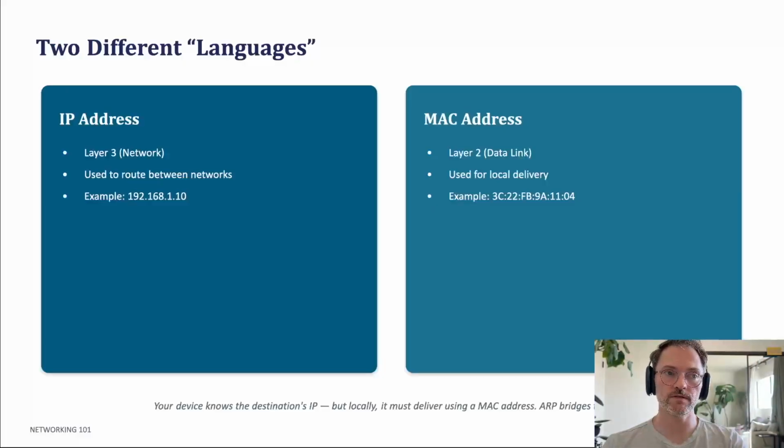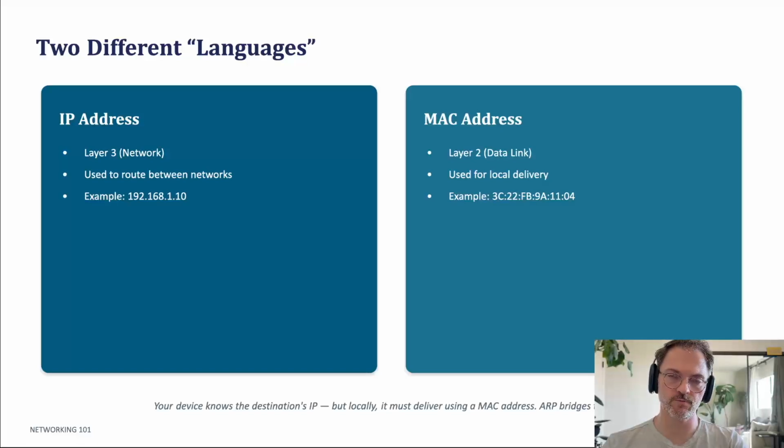So what problem does ARP actually solve here? On a local area network, or a LAN, devices deliver frames using MAC addresses, not using IP addresses. So your device knows the destination's IP, but it needs the matching MAC address to actually send the frame. So the problem is that we're talking in two different languages here.